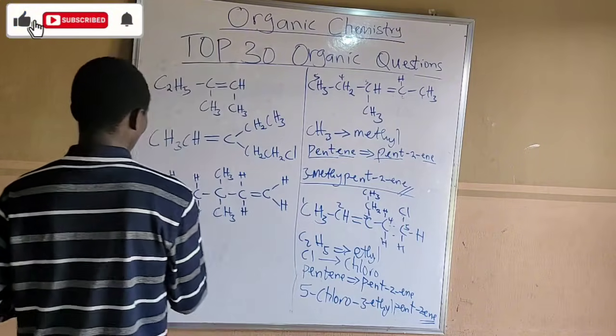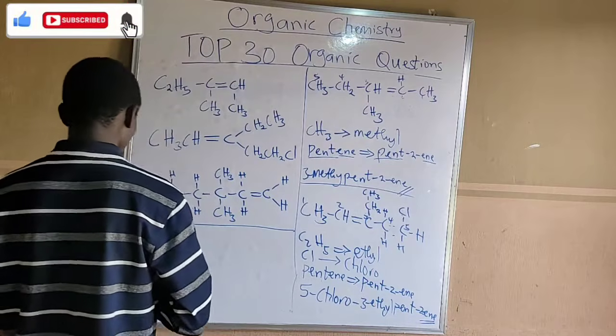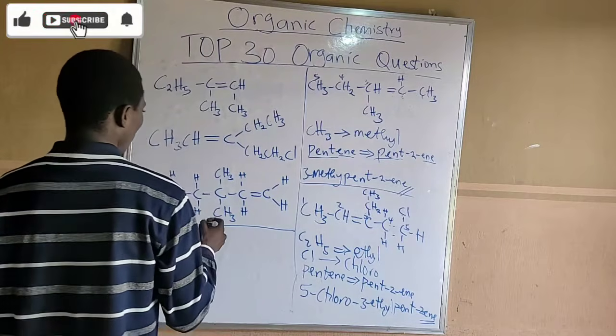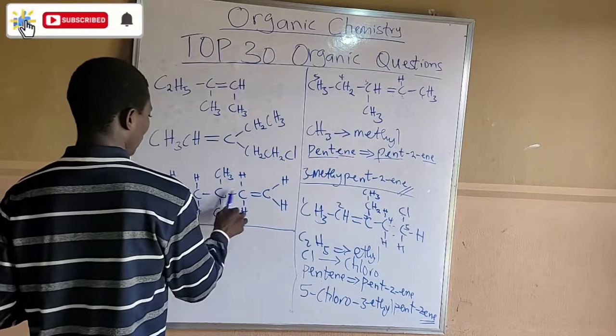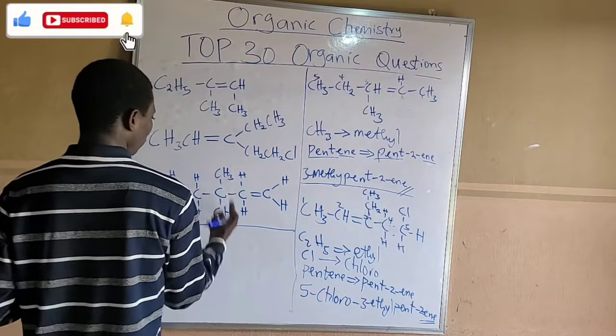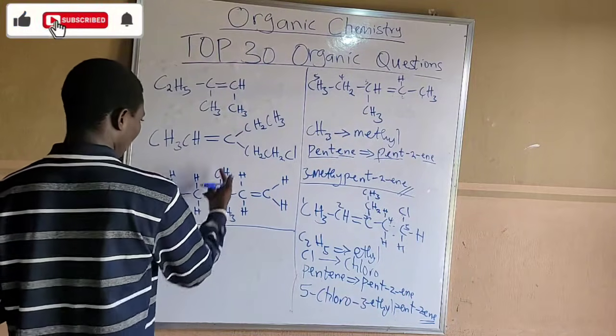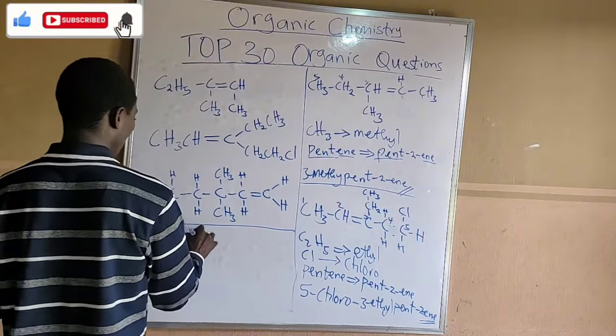So let's answer the last question here. For the last question, the longest carbon chain, 1 2 3 4 5. So now we don't need to waste our time. We have how many substituents? Just 2 substituents, and the 2 substituents are the same thing. CH3 is called what? Methyl.